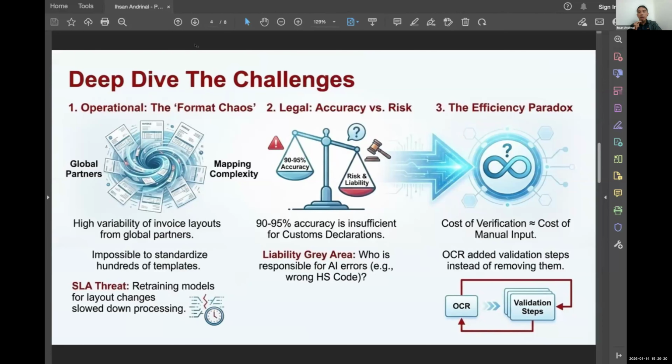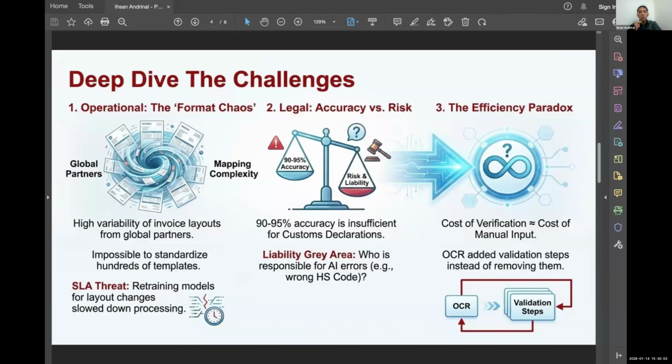This led us to a critical realization regarding accuracy versus risk. In the public sector, specifically customs, an accuracy rate of 90% or 95% is considered good for OCR. But it is still not good enough for us as a government. We realize that relying on probabilistic technology like OCR for legal declaration creates a liability gray area that governments should avoid. The last challenge is the efficiency paradox.